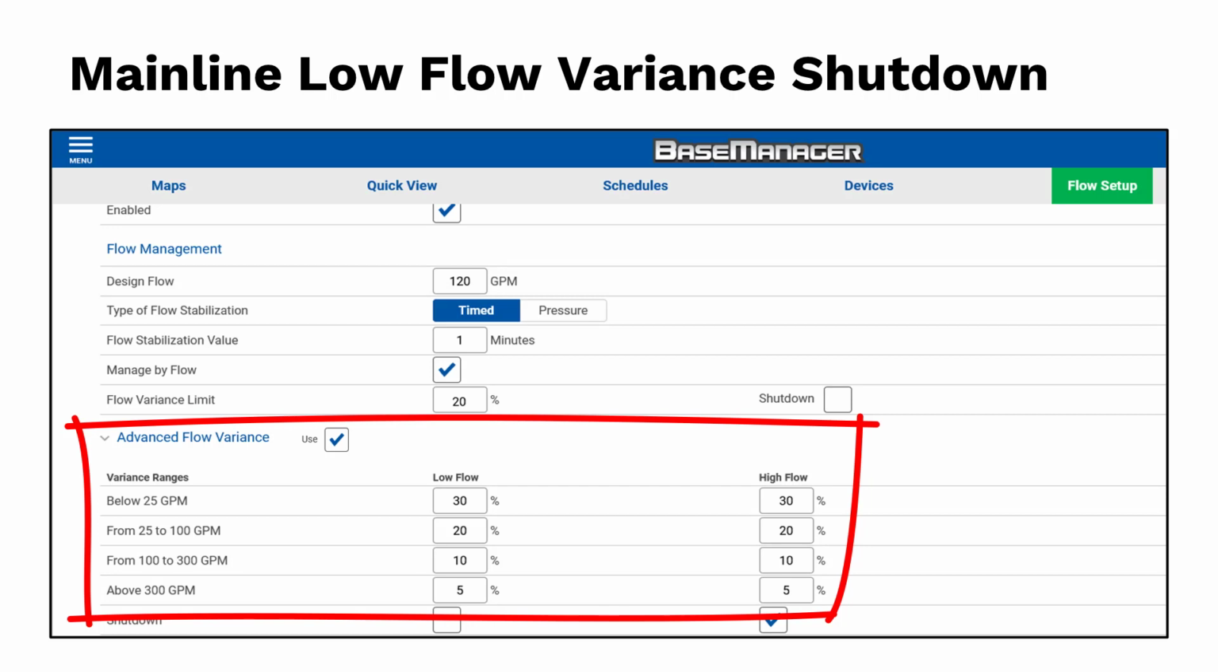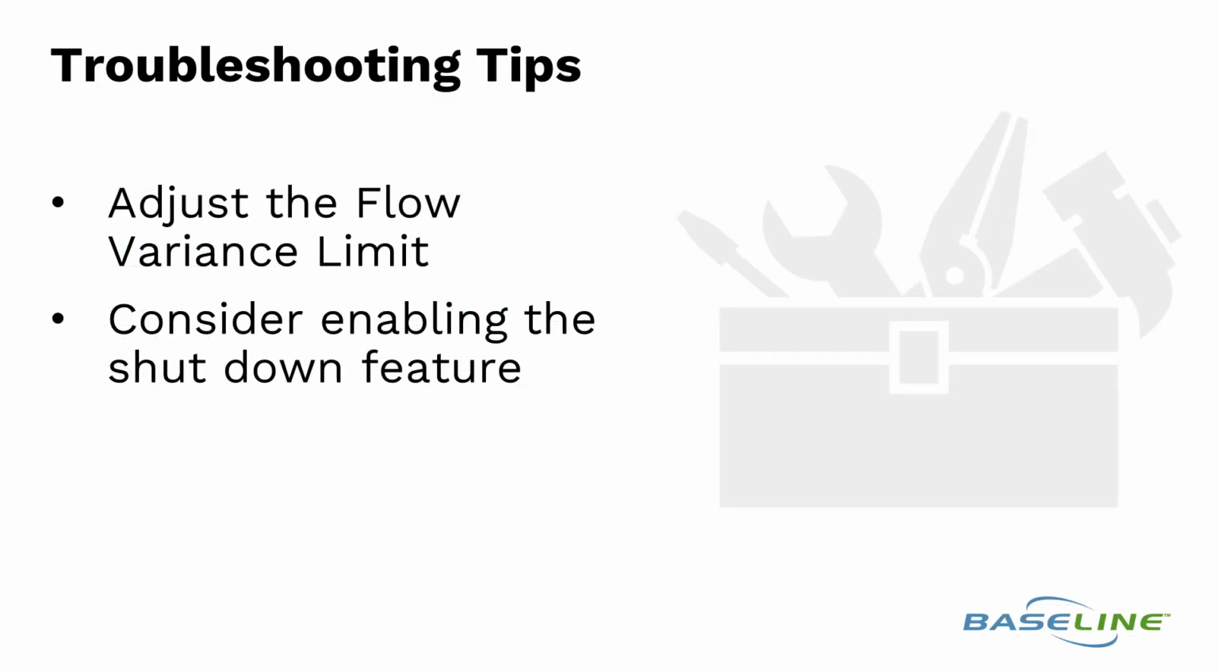When the controller expects a combined total of 300 GPM from the zones, I can set a tighter variance of just 5%. Lastly, consider allowing the controller to shut down on low flow variance so there's both a message and a shutdown if the limit is exceeded.